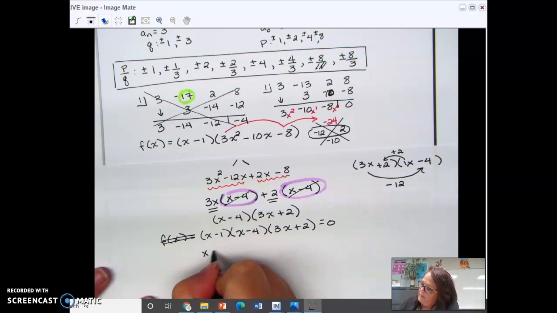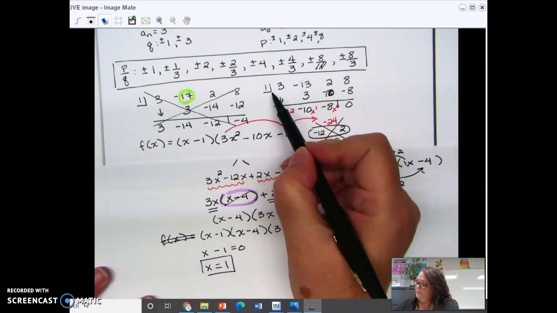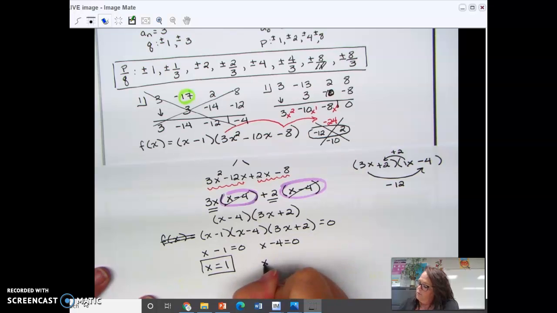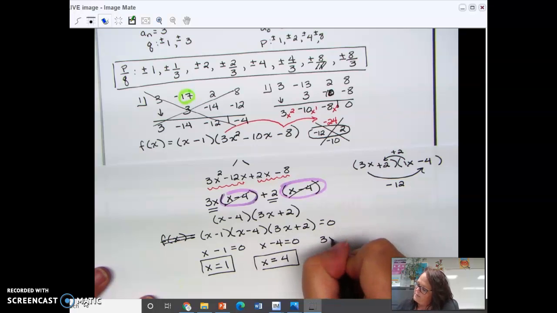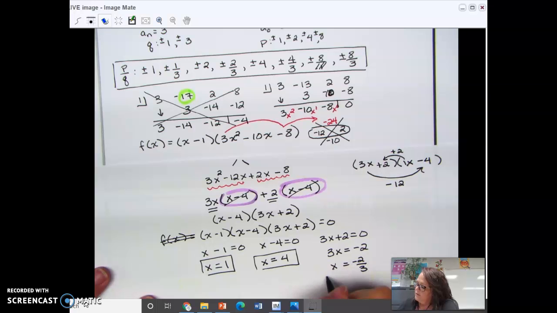So that's when x minus 1 is equal to 0, or x equal 1, which we found in the synthetic division. Then if we set x minus 4 equal to 0, we have another root when x is equal to 4. And then if we set 3x plus 2 equal to 0, we get 3x is equal to negative 2, which makes x equal to negative 2/3.